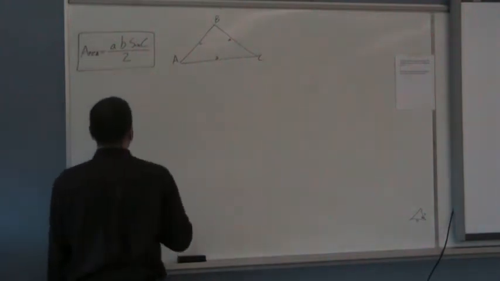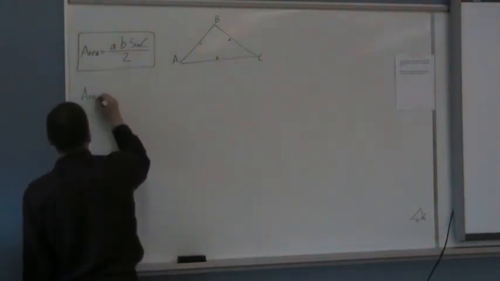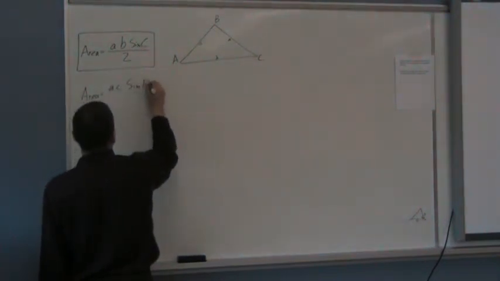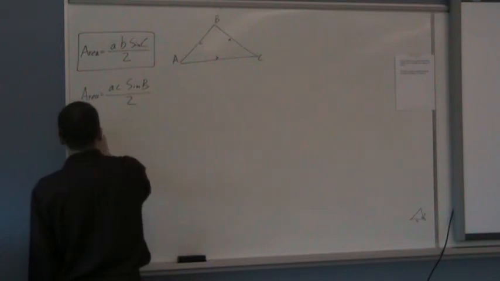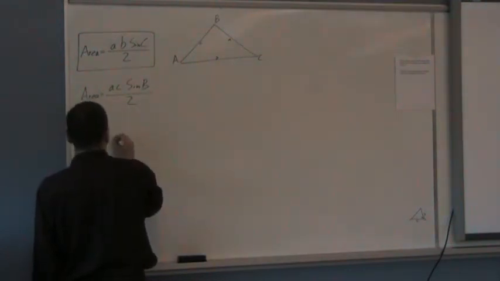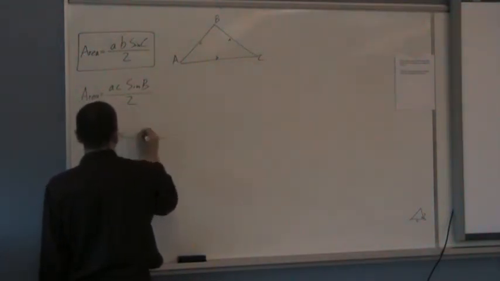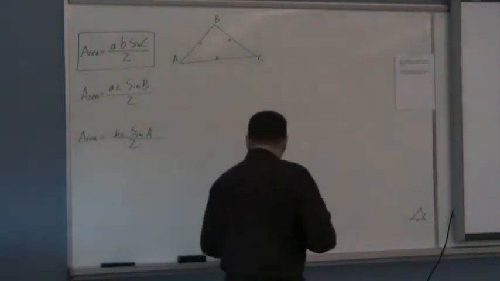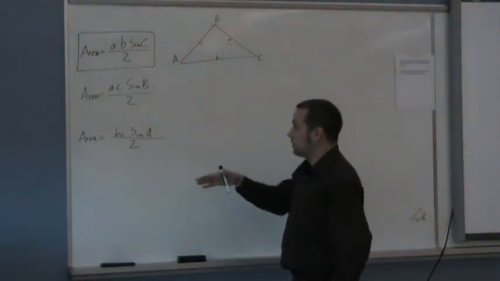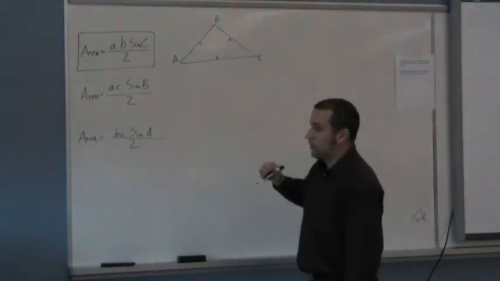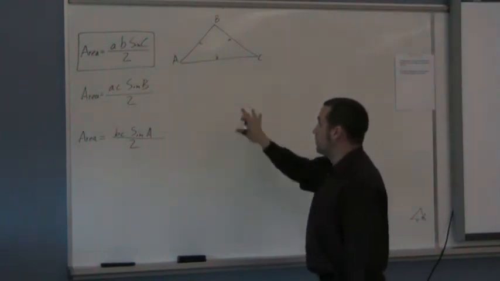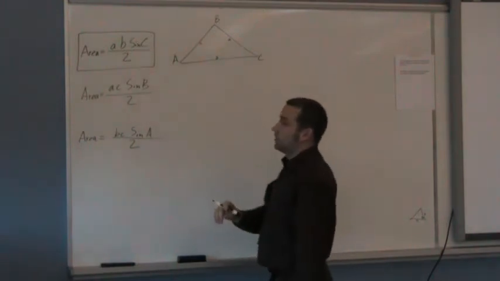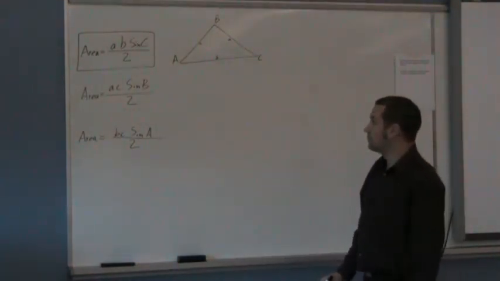But you could also put 2 other ones in there. The area is equal to AC times the sine of B all divided by 2, and then the area is equal to BC times the sine of A all divided by 2. So you can use any one of those formulas depending on which side you have and which angle you have, and you could also just rearrange how you letter your triangle to make it work for this formula. There's several different approaches you can take.